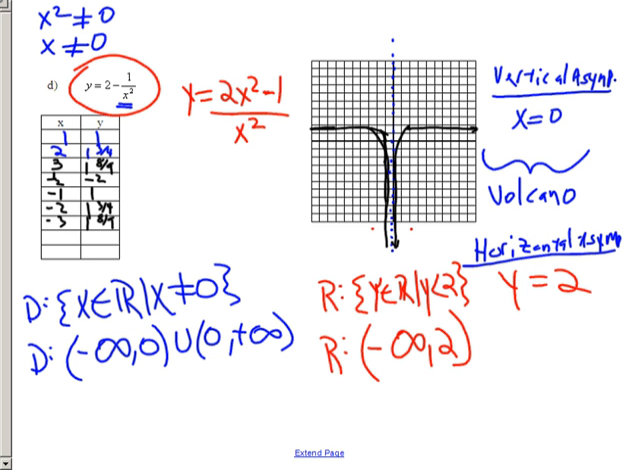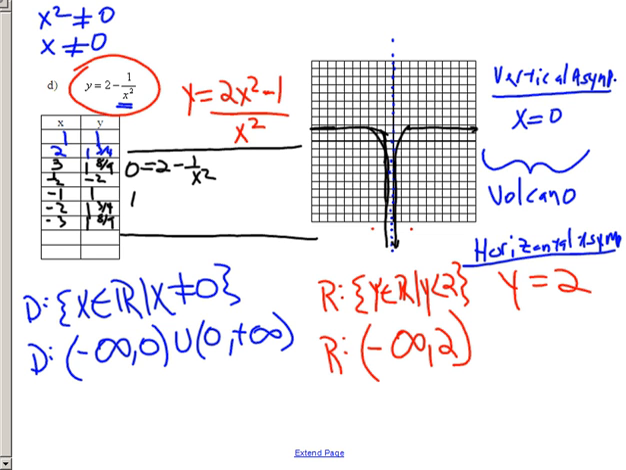X and Y intercepts here. We clearly do not have a Y-intercept, but we have 2 X-intercepts. The X-intercepts are going to occur when Y equals 0. So if we want to find the X-intercepts, come put it right here. We're going to plug 0 in for Y.